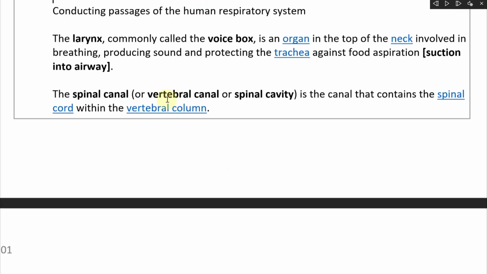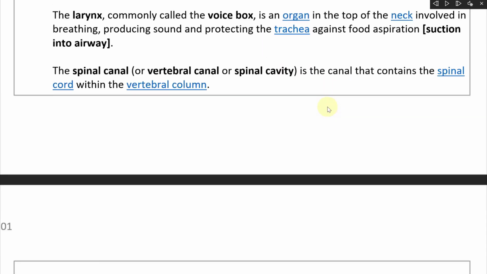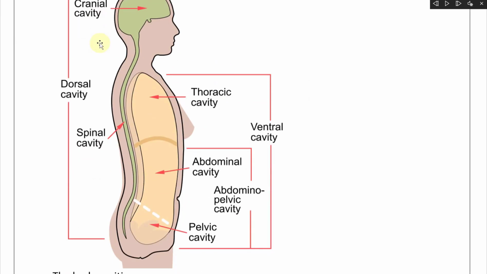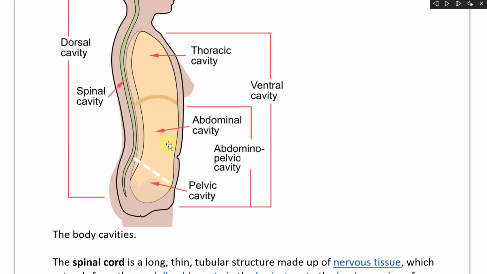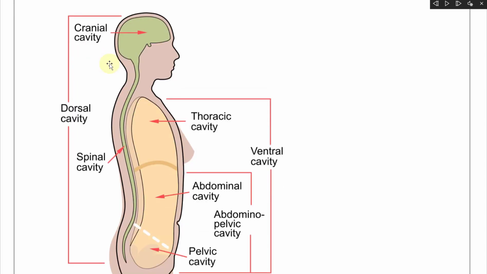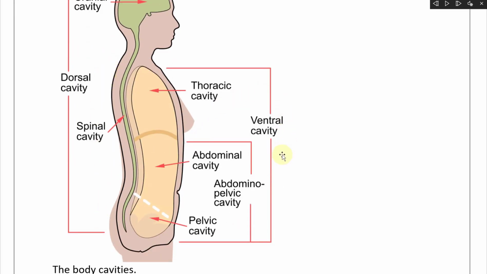Anyways, continue further. The spinal canal, or vertebral canal, or spinal cavity, is the canal that contains the spinal cord within the vertebral column. Yes, you have a canal, or fluid pathway, or just a pathway. And so here's how it looks. Here are the body cavities. So you have the cranial cavity just opening. There's a dorsal cavity, from the back side all the way down to the bottom. And the ventral cavity is the belly side, or the front side. And there's a thoracic cavity over here, the top part.